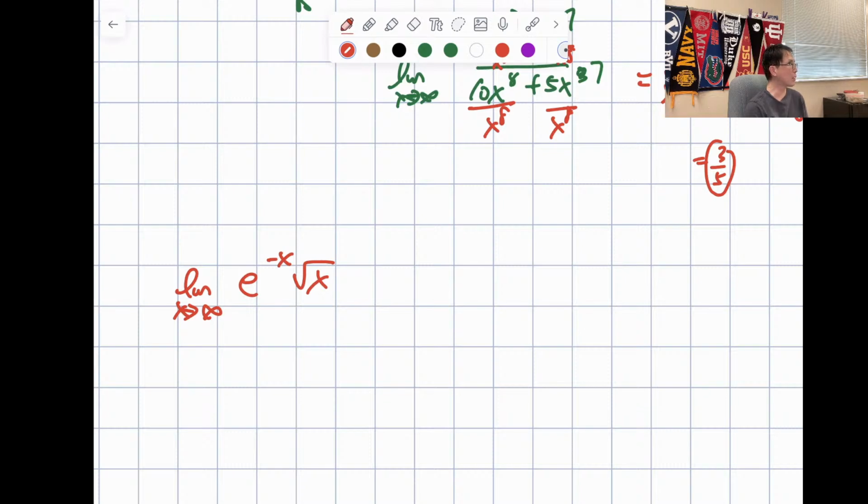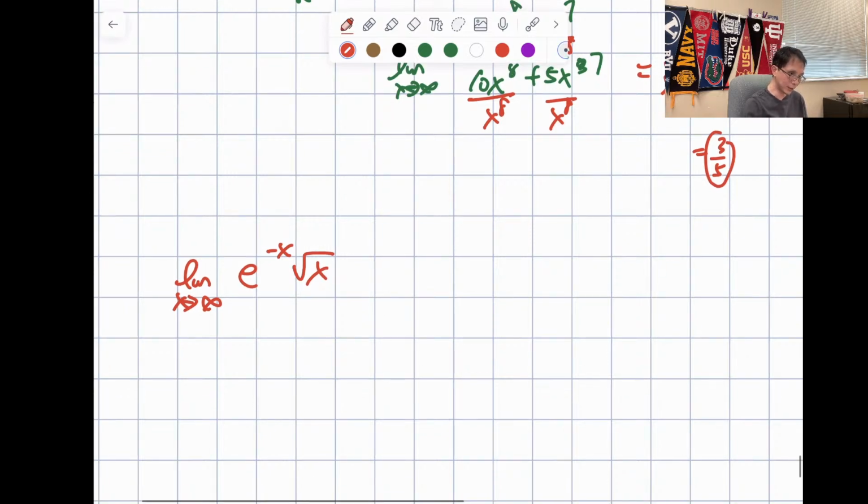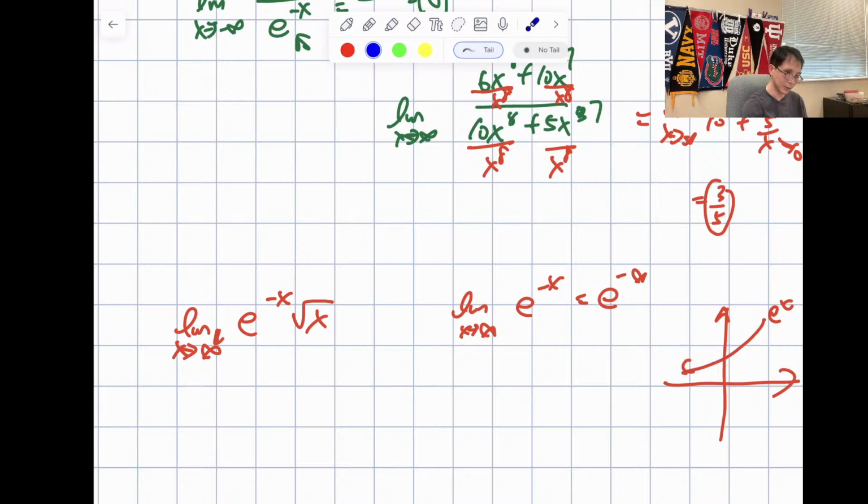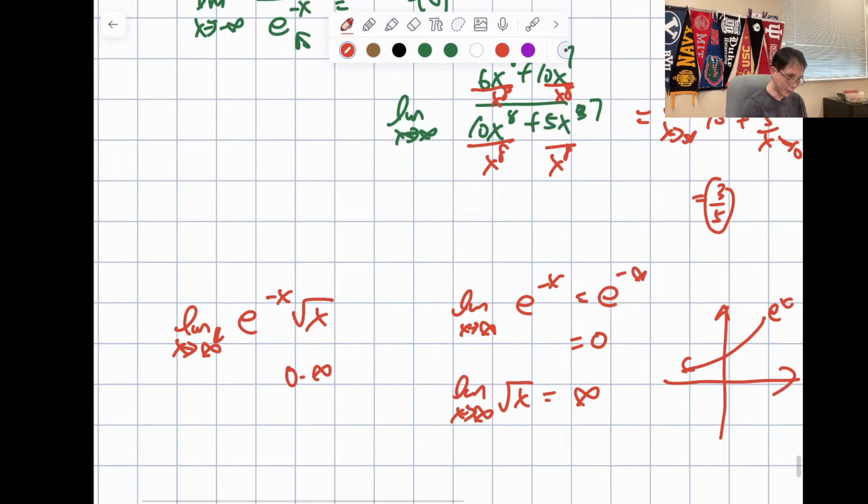But first of all, what kind of indeterminate form is this? If I plug in infinity, e to the negative x, what would it equal to? E to the negative infinity. What's e to the negative infinity? Look at the graph. This is the first day I told you this graph's so important. What happens if you go to negative infinity? It becomes 0. So this is actually a 0 times infinity case.